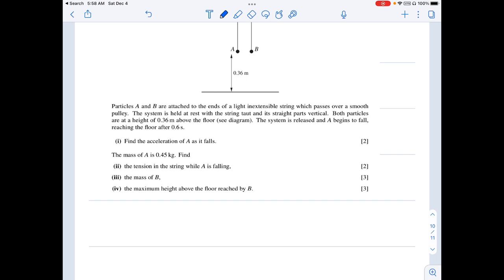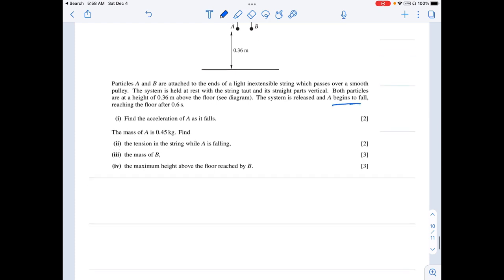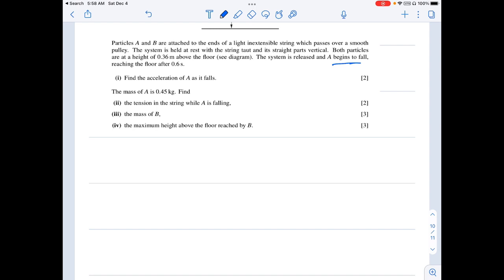Particles A and B are attached to the ends of a light inextensible string which passes through a smooth pulley. The system is held at rest with the string taut and straight parts vertical. Both the particles are at a height of 0.36 meters above the floor. The system is released and A begins to fall, reaching the floor in 0.6 seconds. Find the acceleration of A as it falls down.